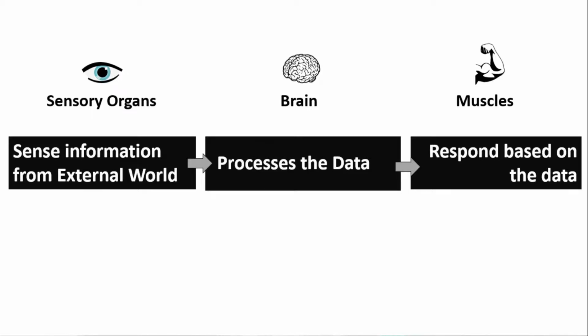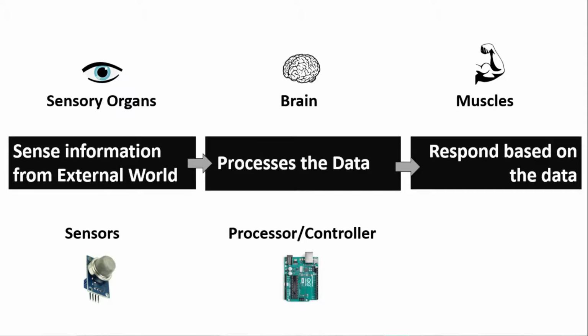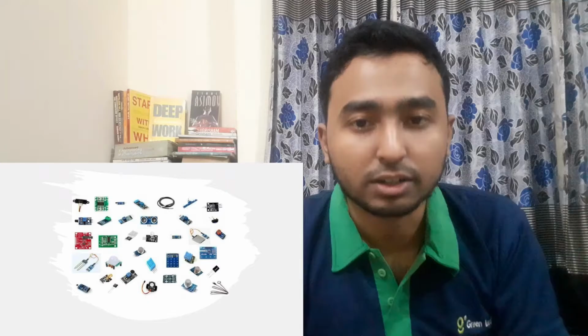Now let's compare it with a machine, how we can project this property into them. Just like our sensory organs, they also require sensors for collecting the data, and comparing with the human brain, they need processors or controllers to analyze those data and to give directions, to tell actuators what to do. And those actuators work like our muscles, they just do certain things as instructed.